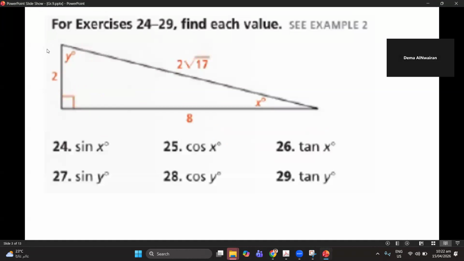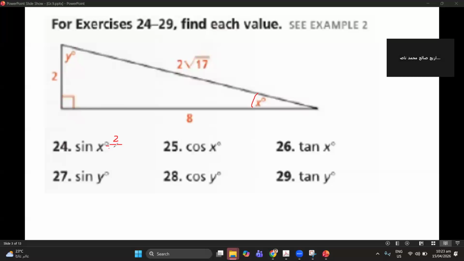Now, for exercise 24-29, find each value. Now, I need to find sine of x. Angle x here. What is its sine? Sorry to interrupt, but what page? It's 466. What is the sine of x here? It's 2 over 2 square root of 17. Excellent.